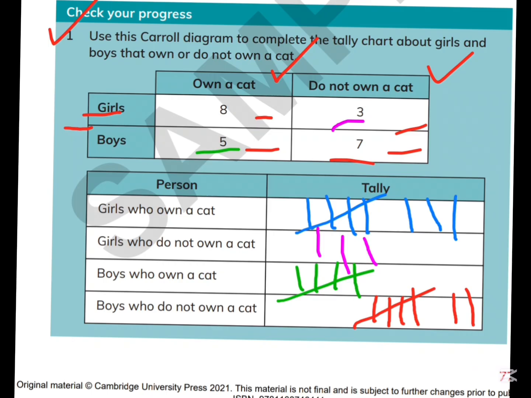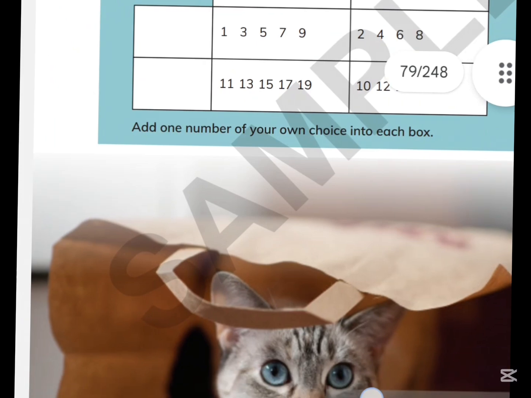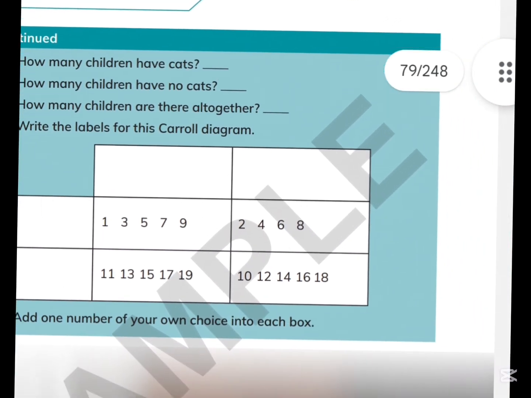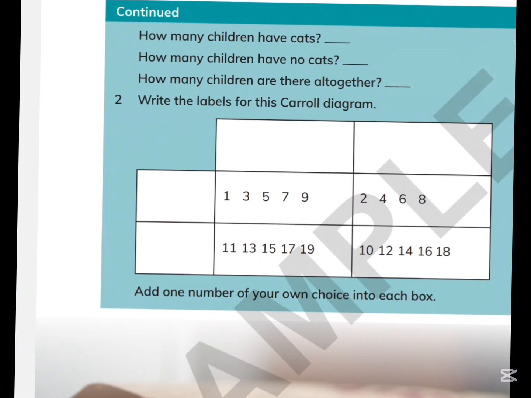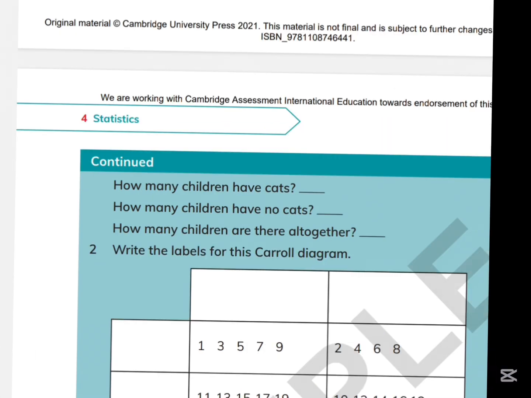Alright, this was the page number. You can stop the video and write the answer. Now I'm moving towards another page. This was page number 77, keep it in your mind. Now I'm going towards another page. This is page number 78, and this is the last page of this exercise.